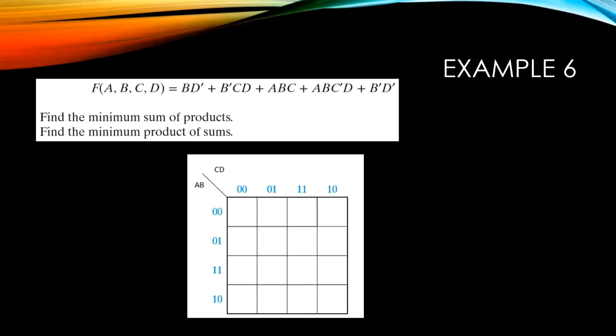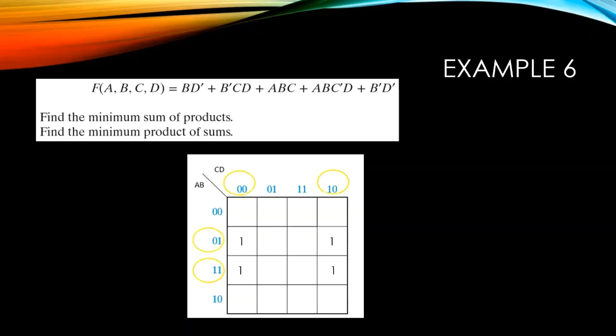So we have 4 variables, AB for the row and CD for the column. Let's start with BD not. We have 2 missing variables, so we're going to derive 4 min terms from BD not. Just look for B equal to 1 and D not equal to 0. All cells that conform with B1, D0, fill with 1. Okay, so we have 4.